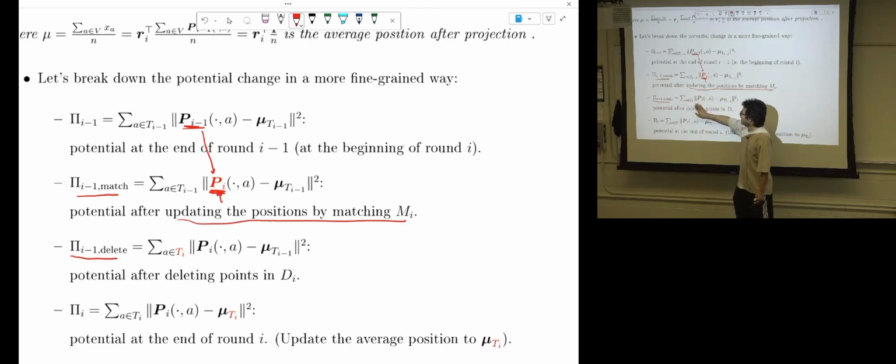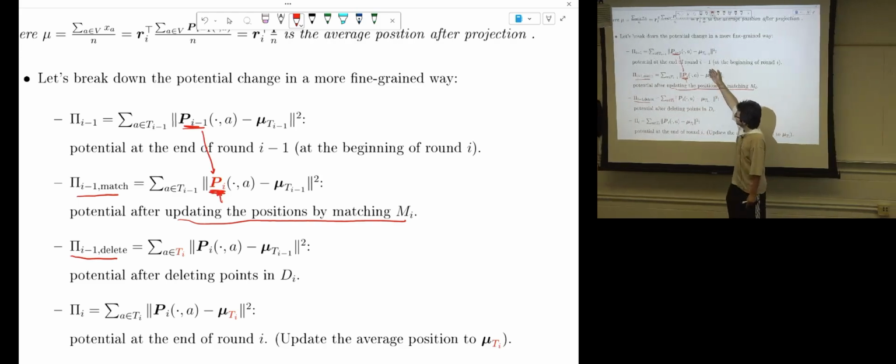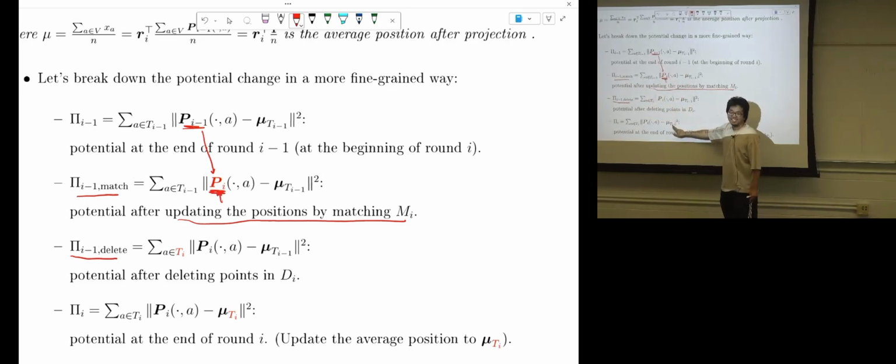But this is not quite the new potential yet. The new potential is actually the same thing, the new set and the new position, but it needs to take the new average too. Okay, so that's how things really change. I break it down into update the position, update the active set, then update the average point.